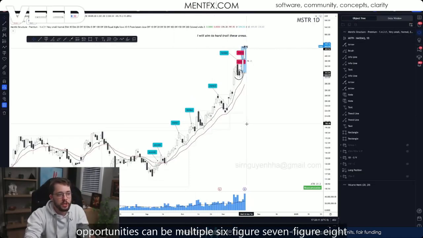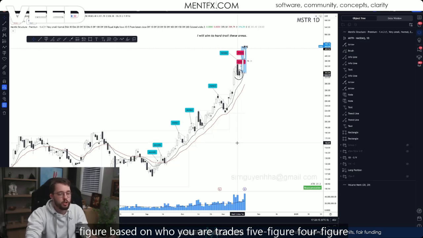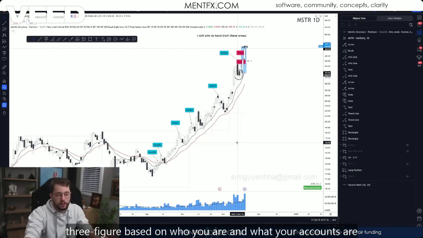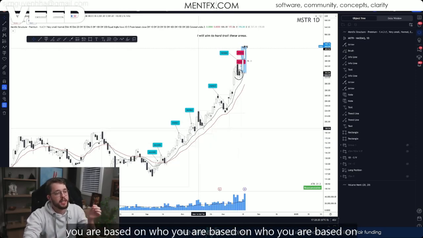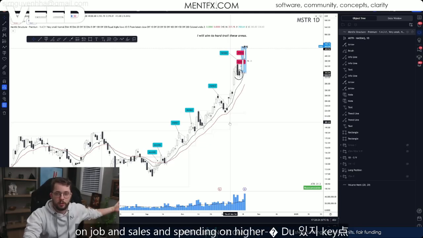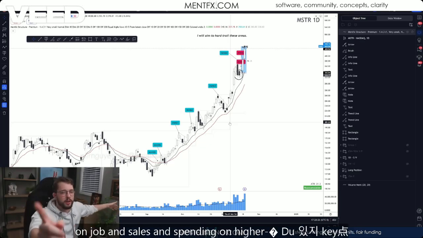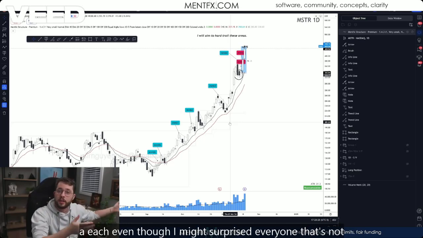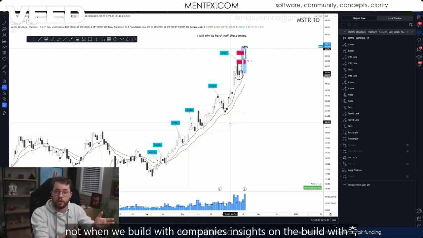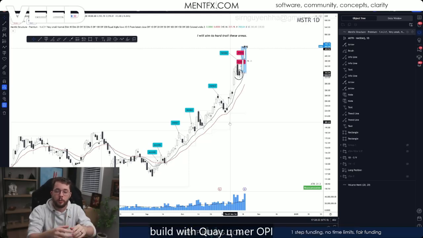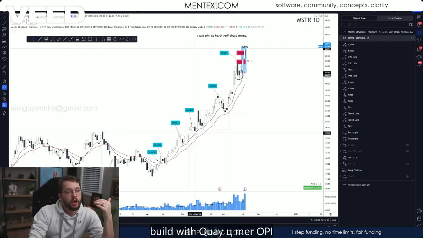Each one of these opportunities can be multiple 6-figure, 7-figure, 8-figure trades based on who you are, or 5-figure, 4-figure, 3-figure based on who you are and what your account size is. Each one of these can act as an opportunity like that. And the better you get at spotting these opportunities on good markets, which is a very big key point, which is why you have access in this mentorship, in this community, to a tool and a screener that helps you screen for markets that might be good. These are the opportunities that are presented over and over and over again.